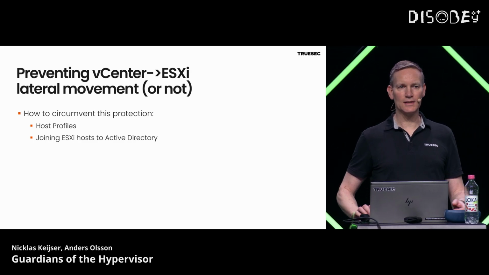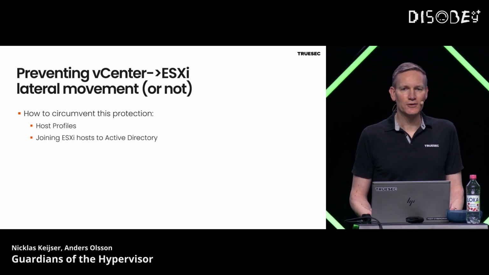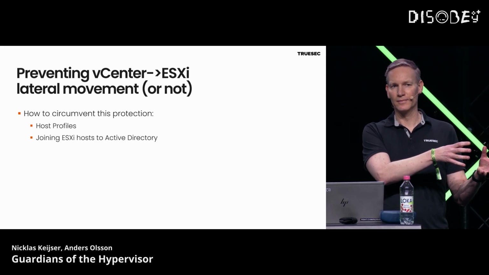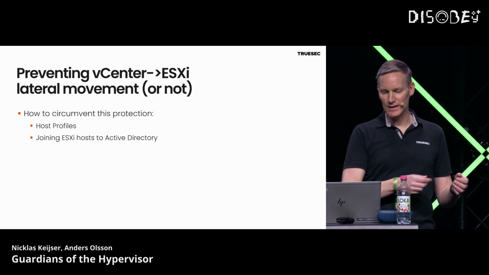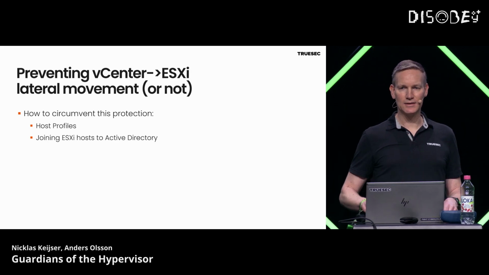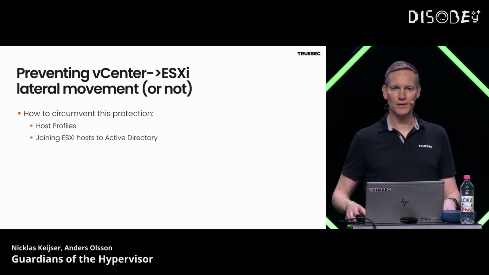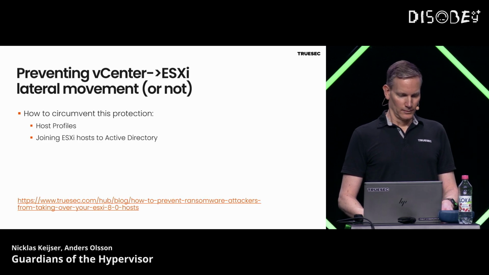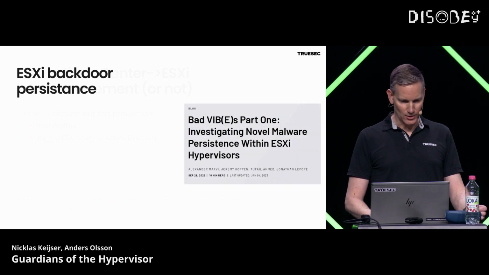So how do you avoid this? Well, don't let your ESXi hosts be able to reach your Active Directory. Maybe for NTP and DNS, but not LDAP and the AD stuff. So that's the best way to prevent them from being joined to the Active Directory. More information in this blog post.